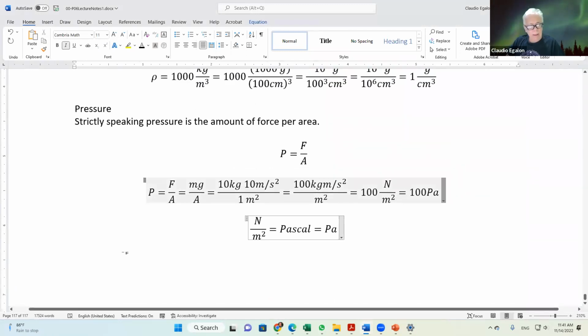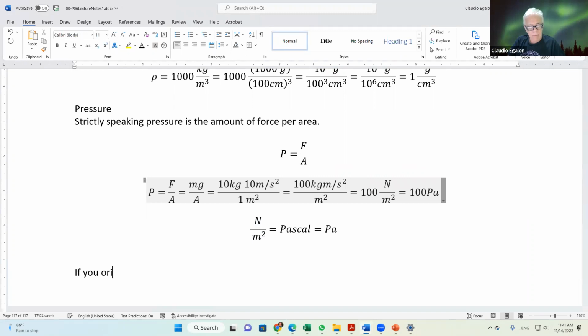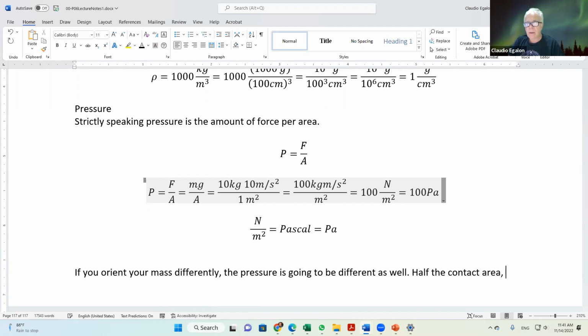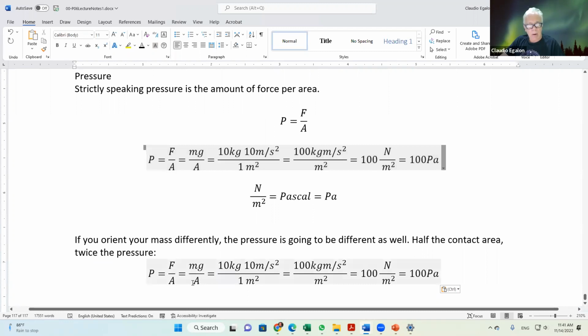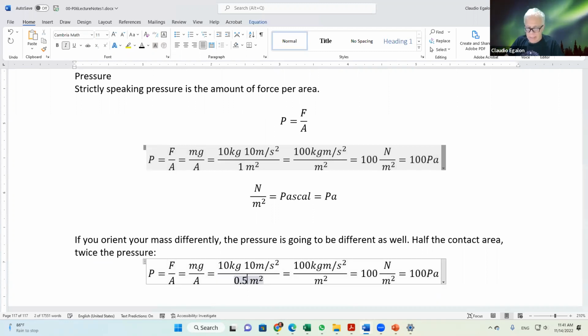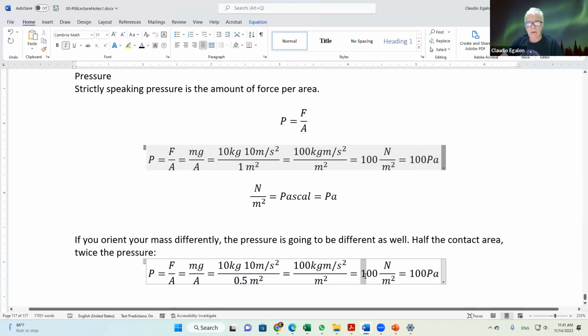If you orient your mass differently, the pressure is going to be different as well. Half the area, half the contact area, twice the pressure, right? So here you go. Now, instead of 1 square meter, it's going to be half a square meter. And instead of 100 Pascal, it's going to have 200 Pascal.